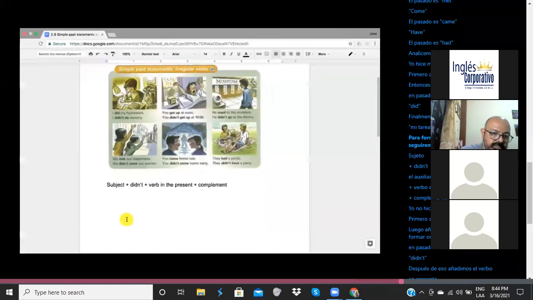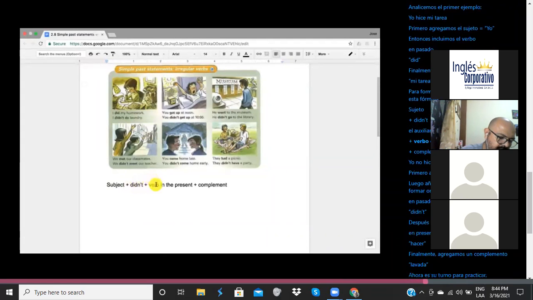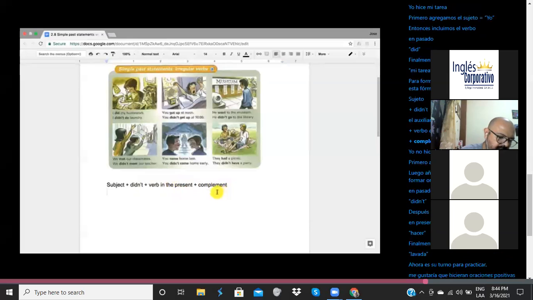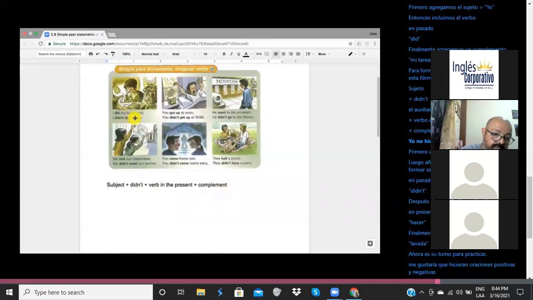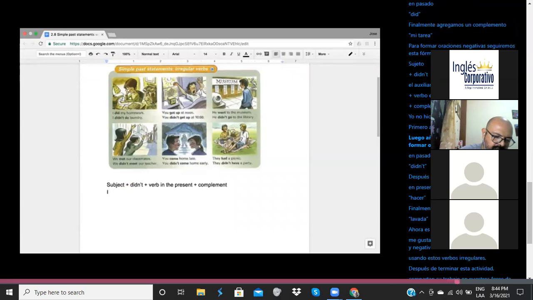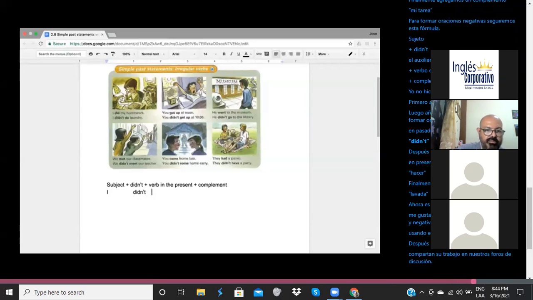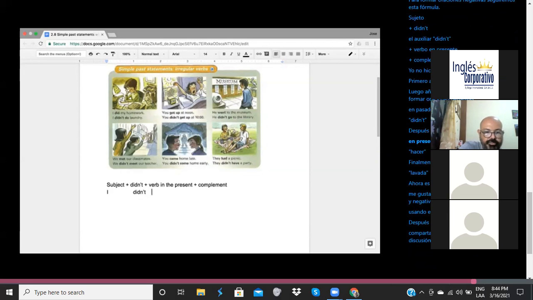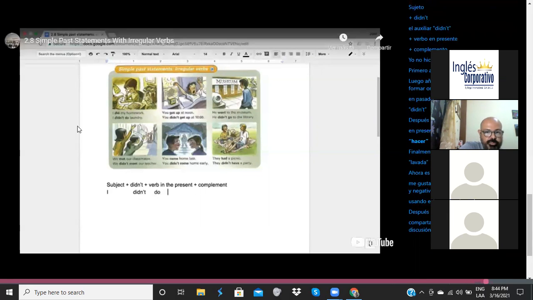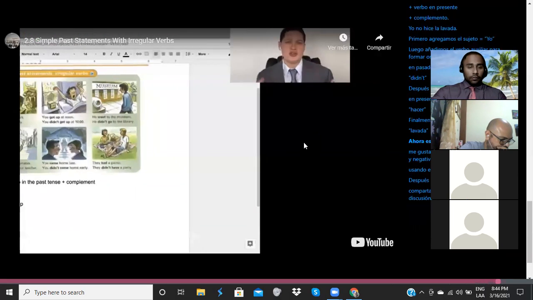To form negative statements, we will follow this formula. Subject plus didn't, the auxiliary didn't, plus verb in the present, plus complement. I didn't do laundry. First, we add the subject I. Then, we add the auxiliary verb to form negative statements in the past. Didn't. After that, we add the verb in the present. Do. Finally, we add the complement. Laundry.